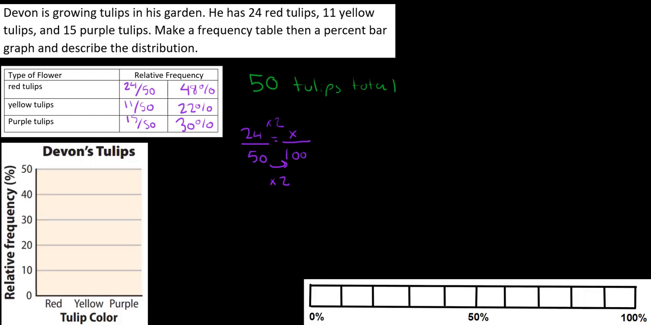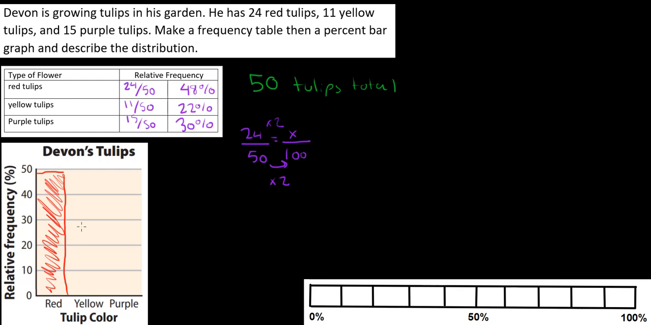Now let's go ahead and put our frequency table into a relative frequency bar graph. So as you can see over here, we have our relative frequency bar graph. Our first one, red tulips, is going to be about 48%. So I would say 48 is just about here. I'm just going to go ahead. It's not the straightest line, but yes, there you go.